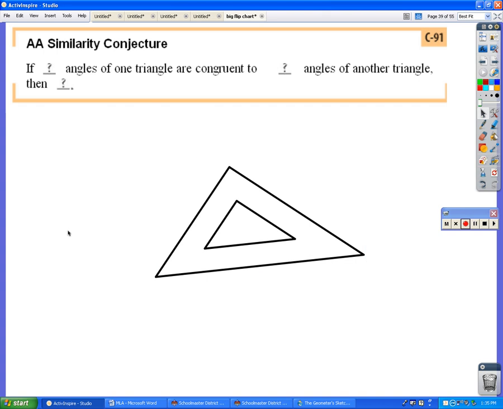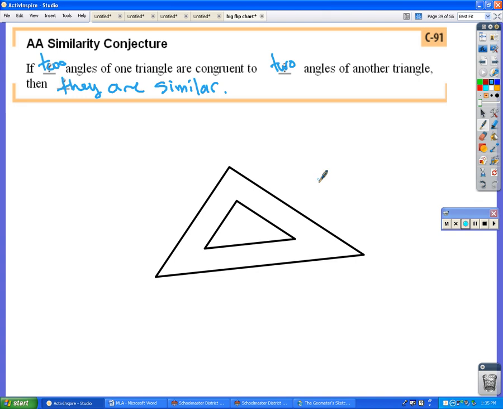Okay? So that is our first conjecture of this chapter. I haven't done a conjecture for a little while. Fill in the blanks for me. If what angles of one triangle? Two. So if you have two angles of one triangle, which are congruent to two angles of another triangle, then they're not congruent. They are similar. Bless you, Richard. Okay? Because we're talking, remember here, about similarity, not congruence anymore.